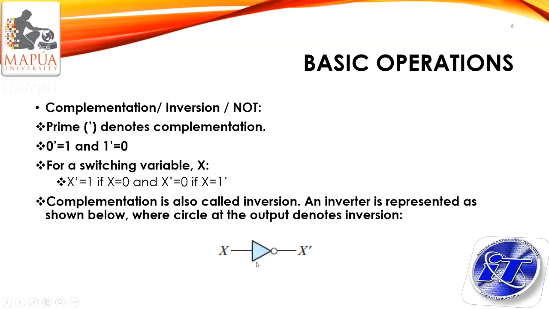And this is the symbol for the NOT gate. We have a triangle with a circle. The input is x, and the result is x prime.